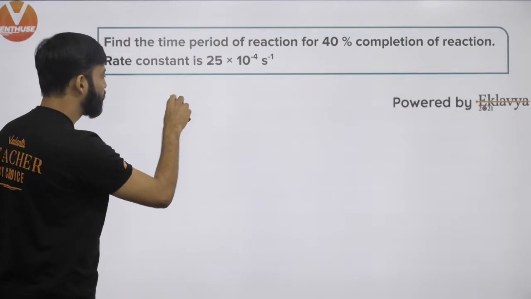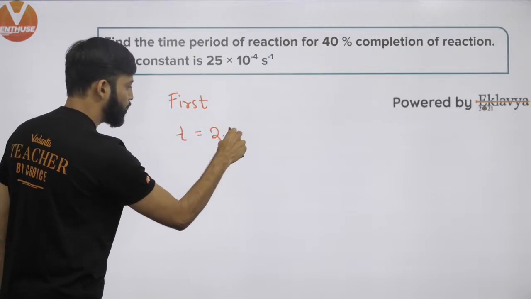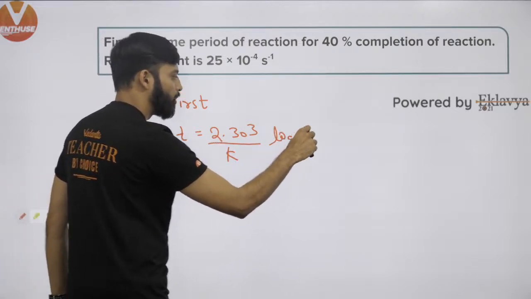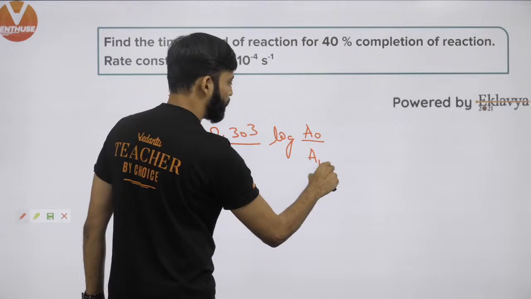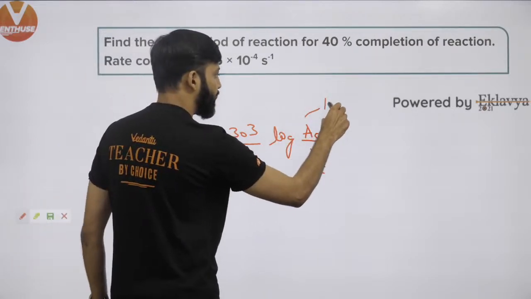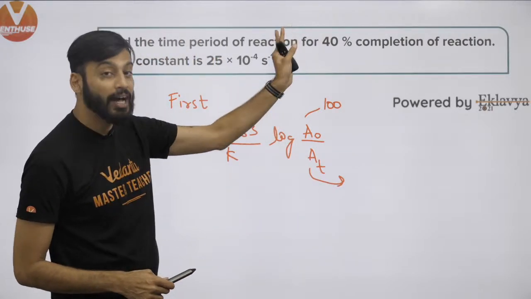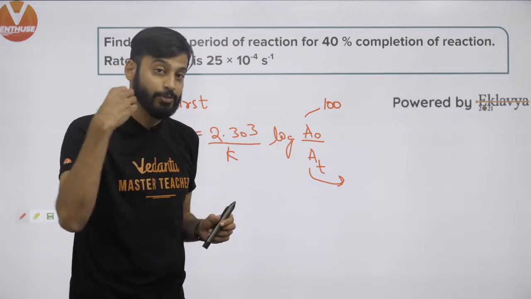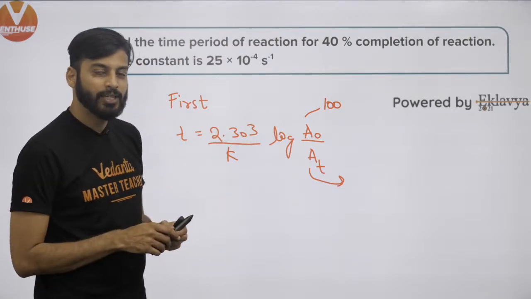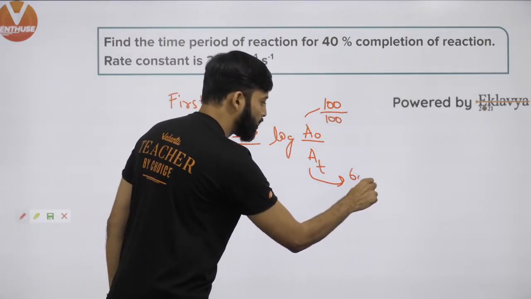So for your first order, you have to use this formula: t is equal to 2.303/k log A0 by At. I am assuming initially the concentration was 100%, so A0 would be taken as 100. After time t, since 40% of the reaction has been completed, how much reactant would be left in the container? 60%, right? Basically 100 by 60.